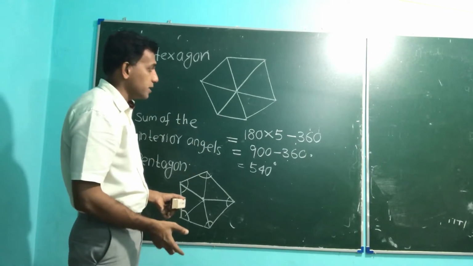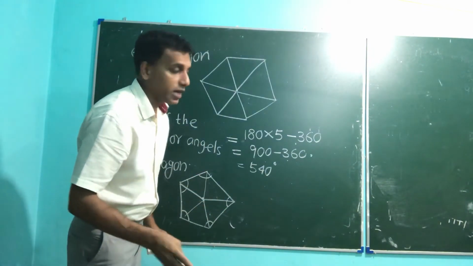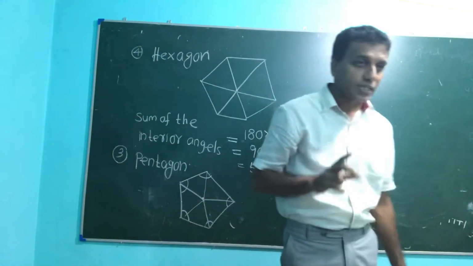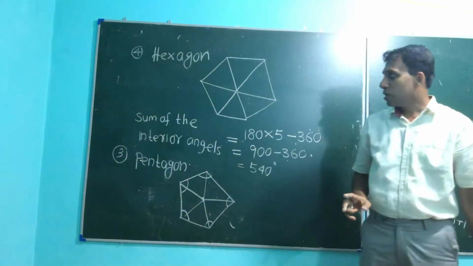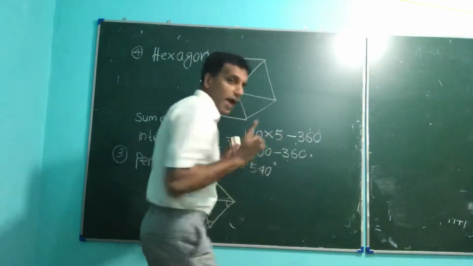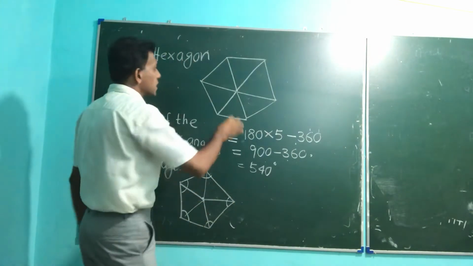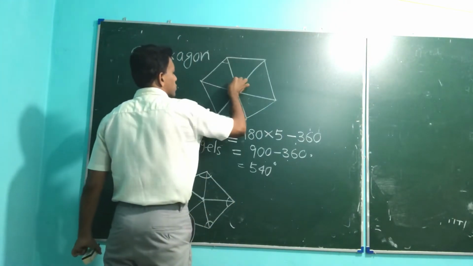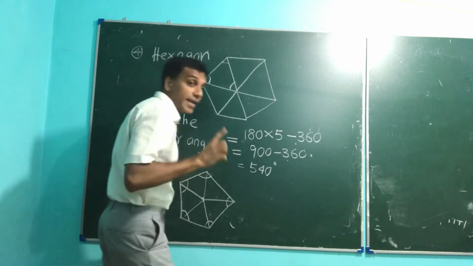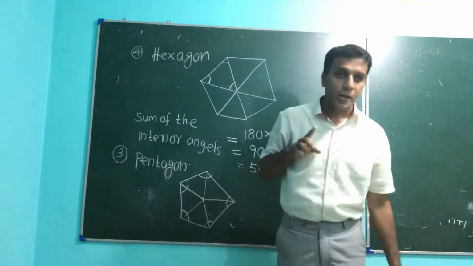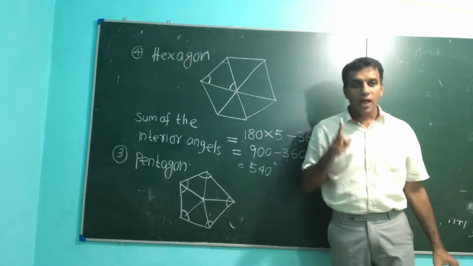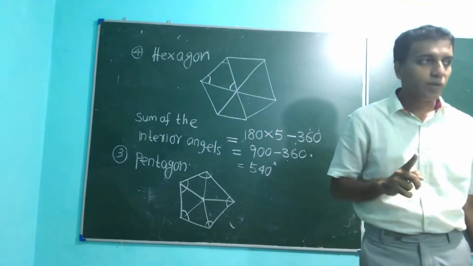So the method here: see how many triangles are available. 1, 2, 3, 4, 5, 6 triangles, right? 6 triangles are available. Therefore, what is the idea? How many angles in this figure? Here 1, 2, 3, 1, 2, 3. 18 angles are available. Remember that. Follow my method, how I'm explaining how to calculate. 18 angles is too much.